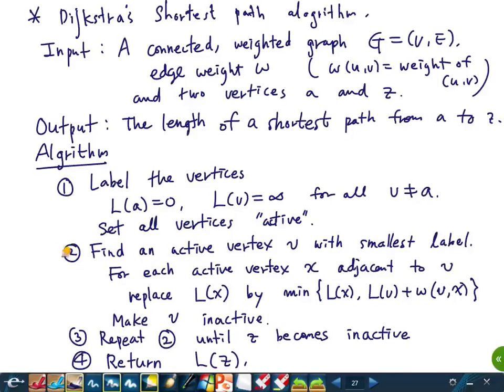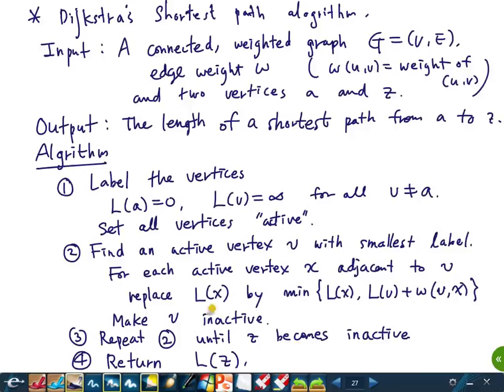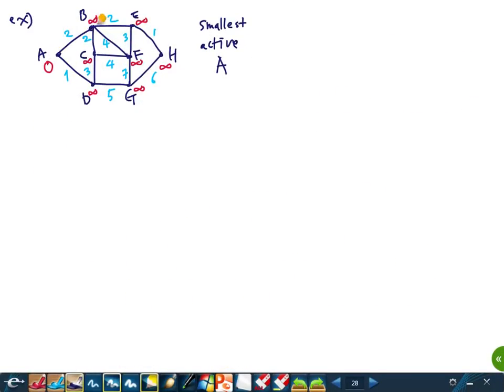And now we are in the second step. Smallest active vertex. That is now what? A. Okay? Now what are you going to do? Now we look at every active vertex adjacent to V, the smallest one. What are they? They are all active. So B and D are the candidates, right? We are going to update these labels. How do you do that?